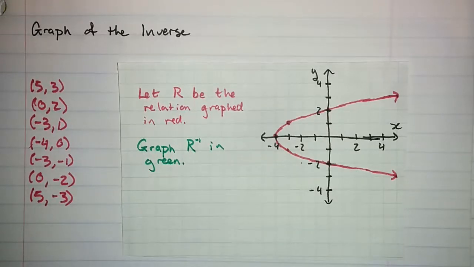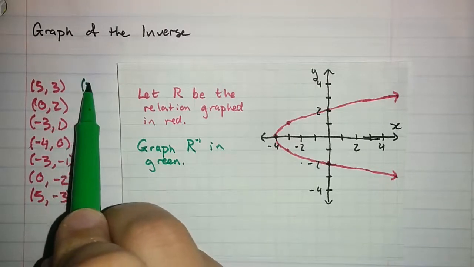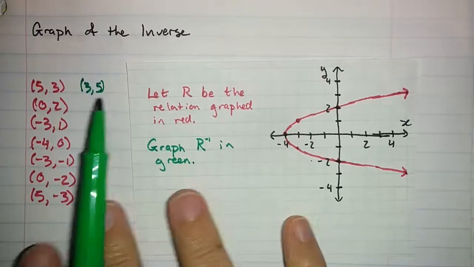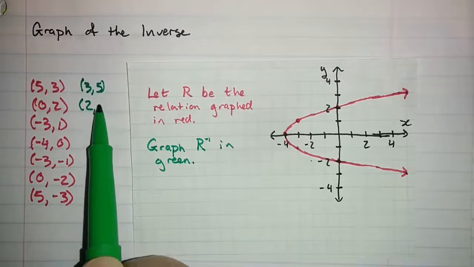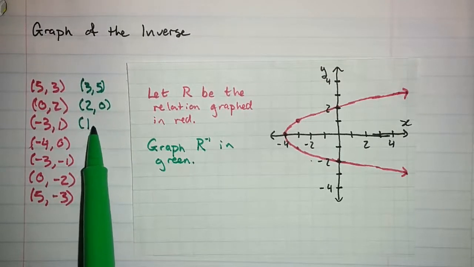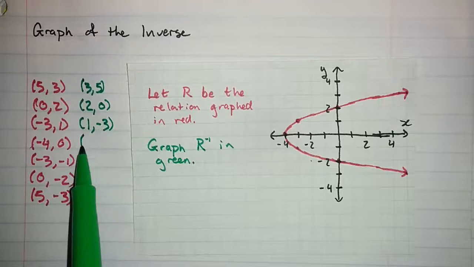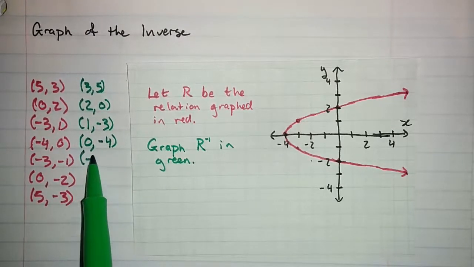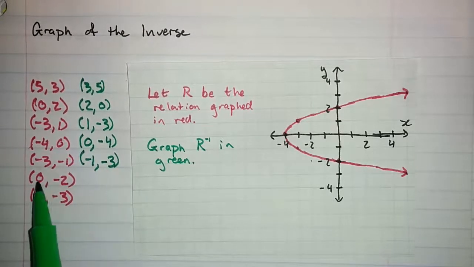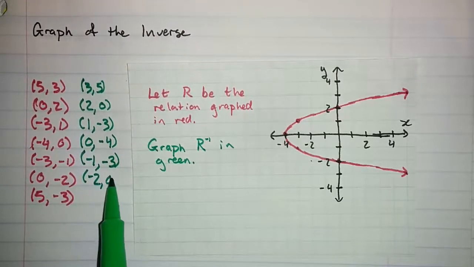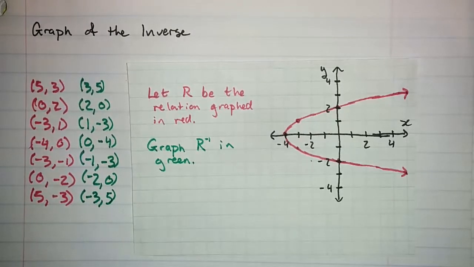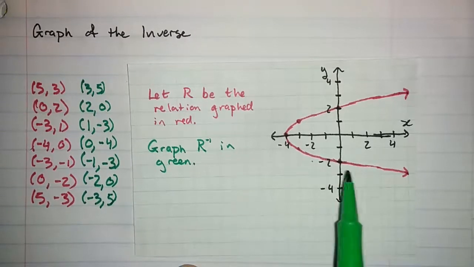If we want to graph R inverse, then we should have the point (3, 5) on our graph, just reversing the x and y. (2, 0), (1, -3), (0, -4), (-1, -3), (-2, 0), (-3, 5). Let's try plotting those points.